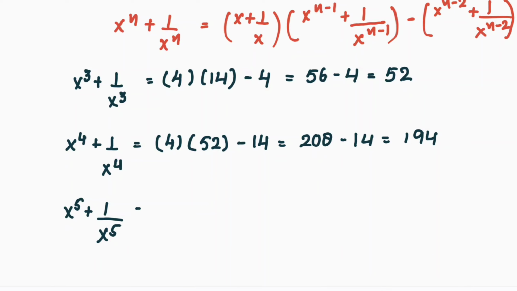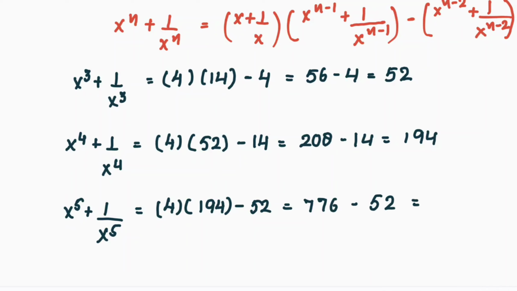x raised to the power 5. 4 into 194 minus 52. So 776 minus 52 gives 724, which is your final answer. In the same way, you can solve for x raised to the power 6, 7 or any number.